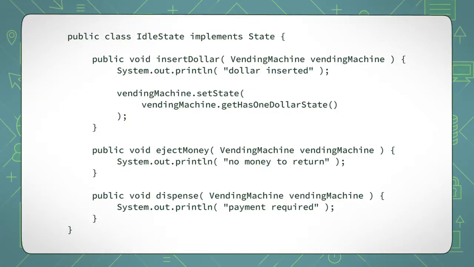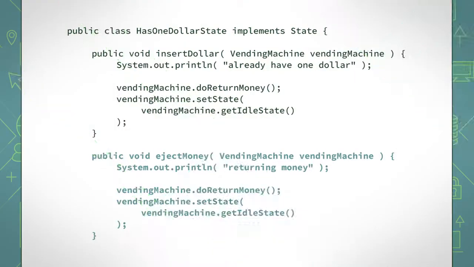Next, our idle state class would look like this. Our idle state class now implements the state interface. When a dollar is inserted, the insert dollar method is called, which then calls a set state method upon the vending machine object. This changes the current state of the machine to the has $1 state. Similarly, in the has $1 state class, when the eject money method is called, the money is returned, and set state is called on the vending machine to change the state to the idle state.